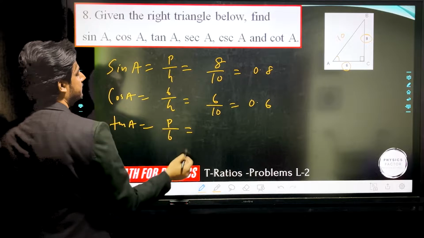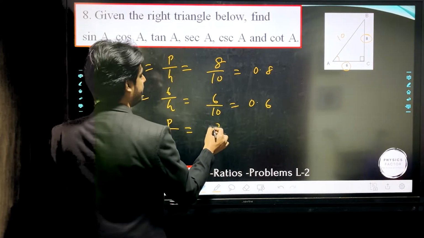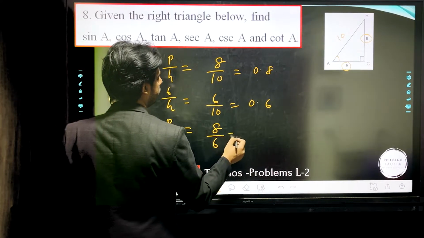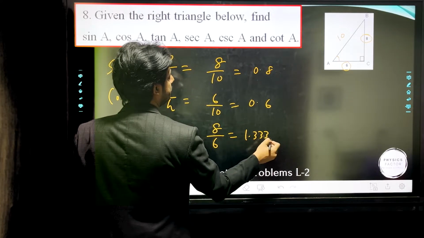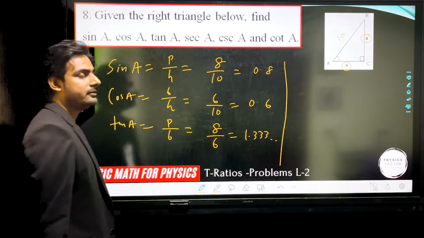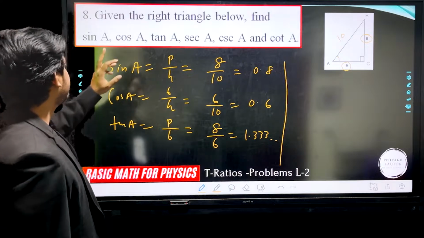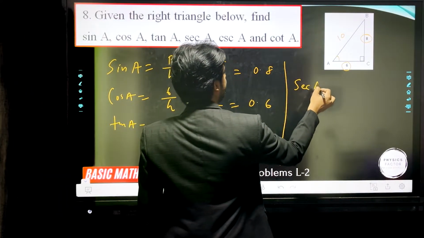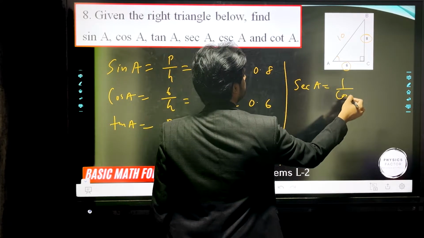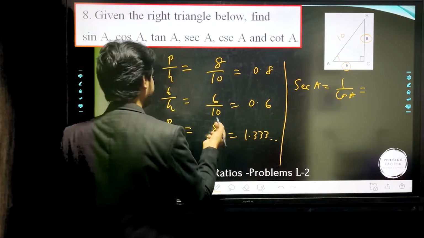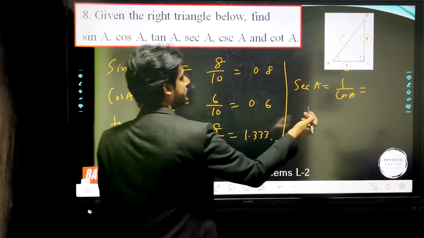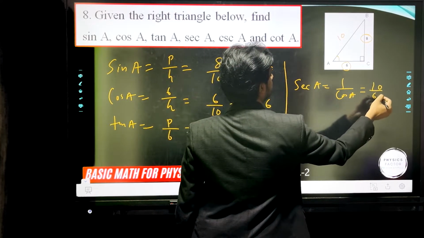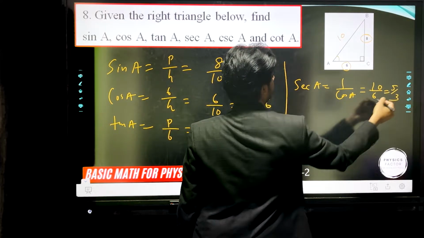Tan A, perpendicular upon base. So P is how much? 8 by 6. So 1.333, and so on. Alright. These three are done. Sec A. Sec A is a reciprocal of cos A. And cos A we have calculated 6 upon 10. So this is 10 upon 6. So that will be 5 over 3.